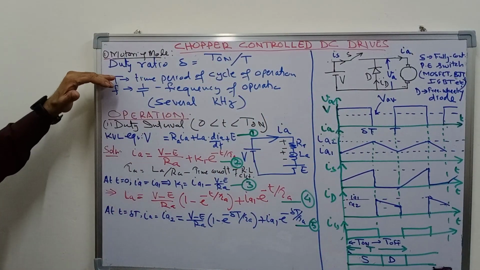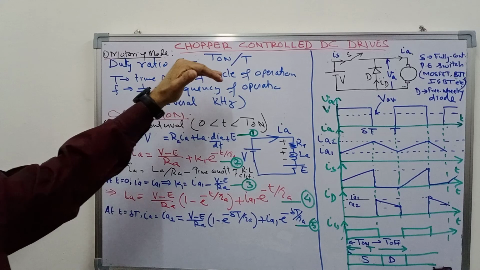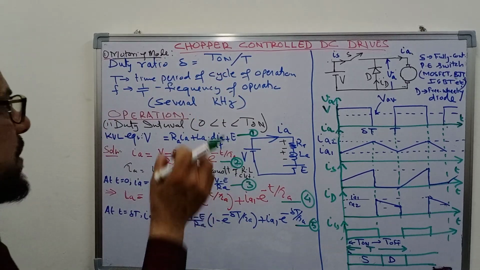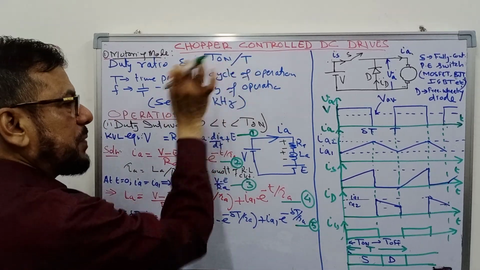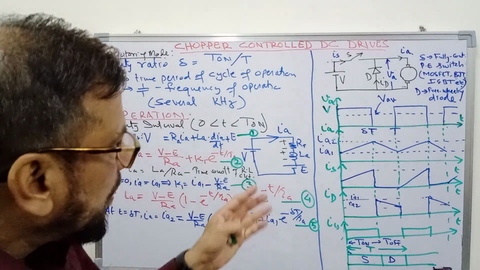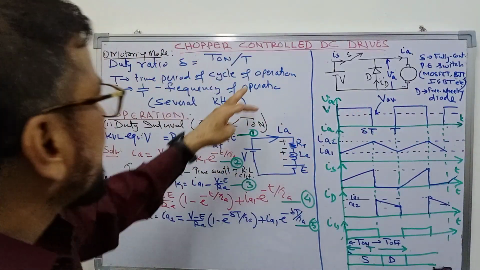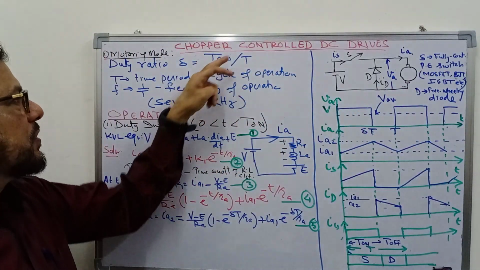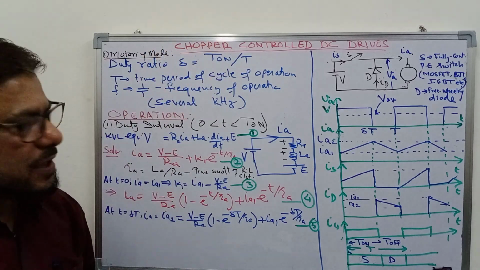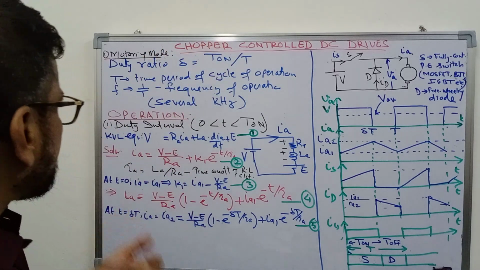Now here let us define one term, that is duty ratio. Duty ratio means the ratio of the on period, that is the duty period where the power is flowing into the motor, divided by the time period of operation. So this we denote by delta, and we call it duty ratio.